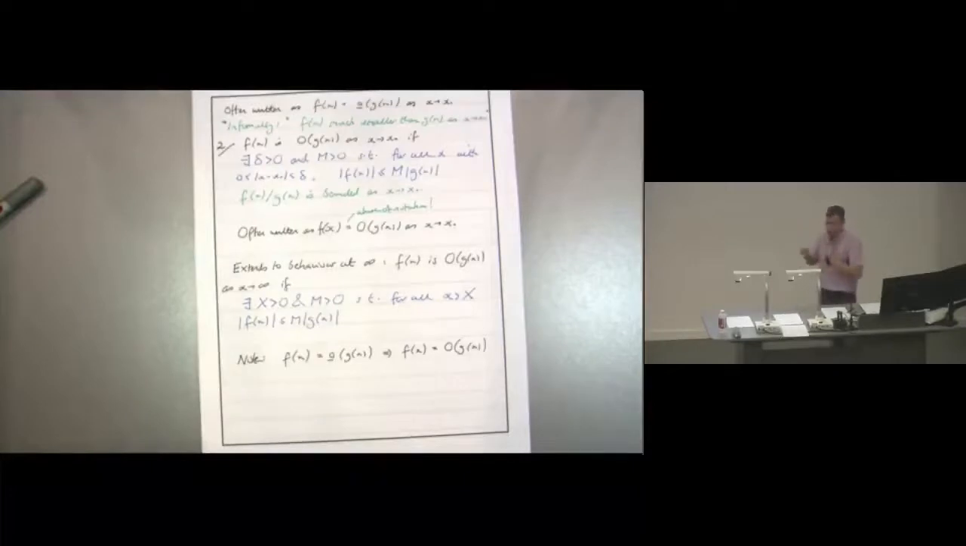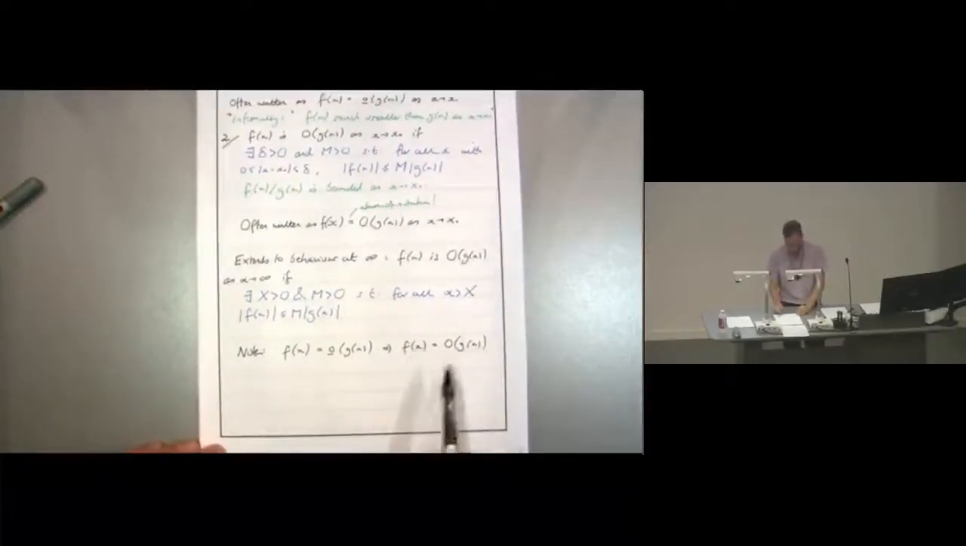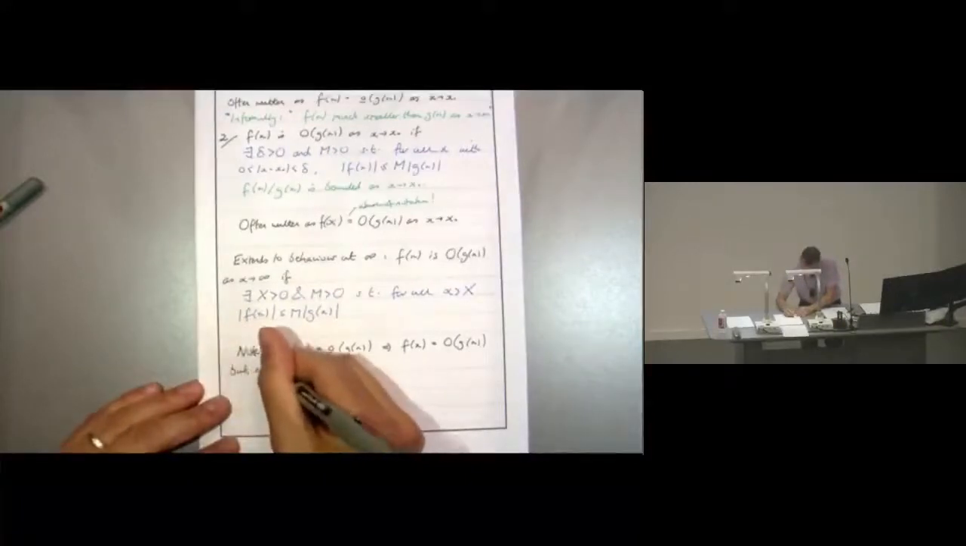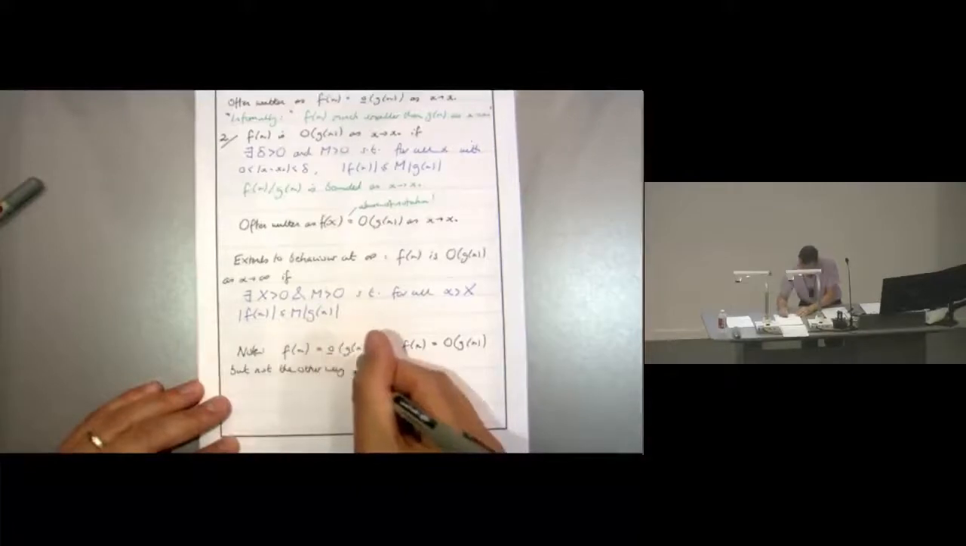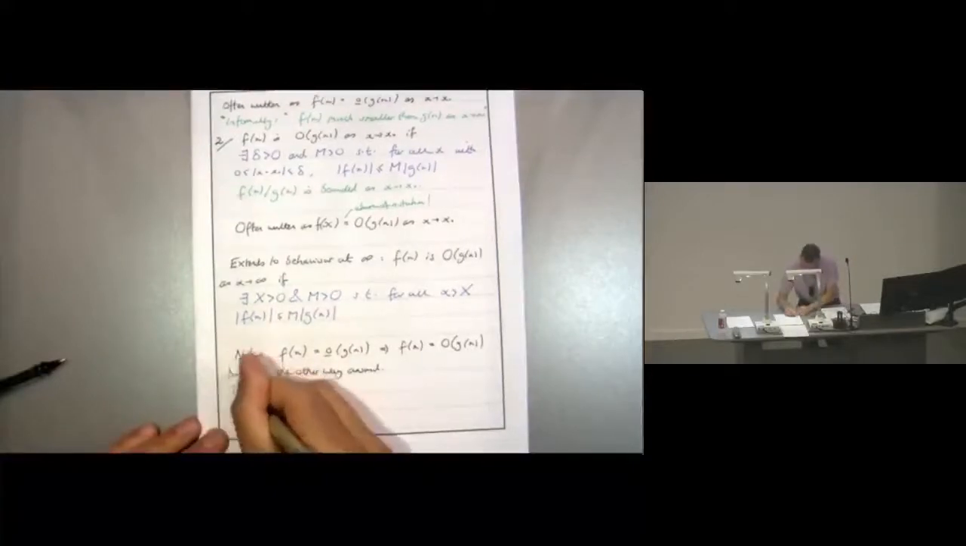But the inference is not true the other way around, right? We can have functions where f of x is of order big O of g of x, but not be little o of g of x. So let's just look at an example of that case.